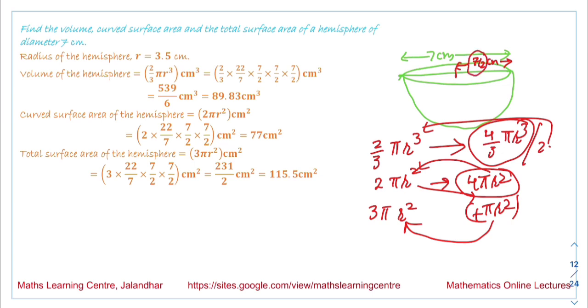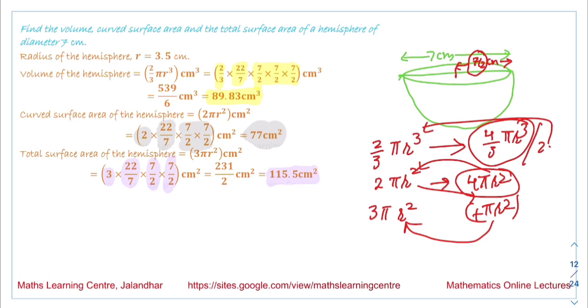The value of radius we have is 7 by 2, so we substitute these values in these formulas. It is 2 by 3 pi r cube. When we solve this, we will get 89.83 centimeter cube. Second, to calculate the curved surface area, it is 2 into pi into r square, so it is 77 centimeter square. And the third thing we have to calculate is 3 pi r square, so it is 115.5 centimeter square. So these are the three things we have to calculate for this hemisphere.